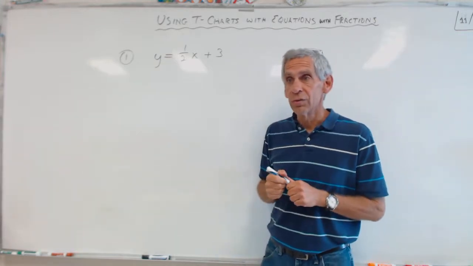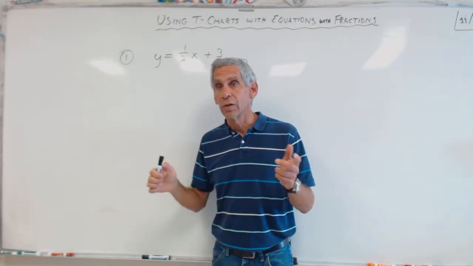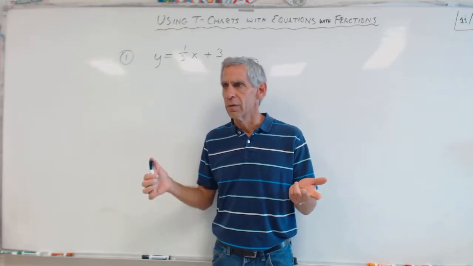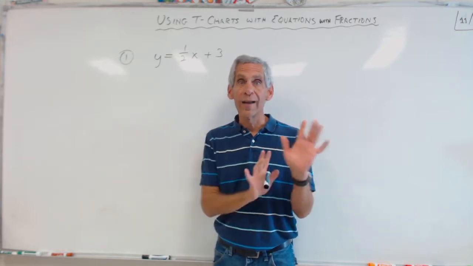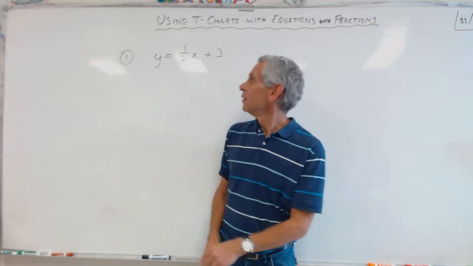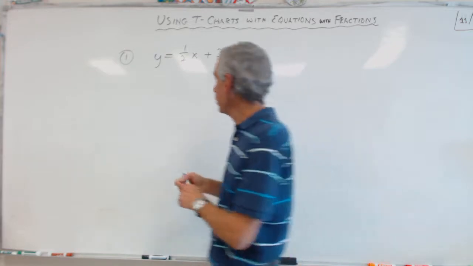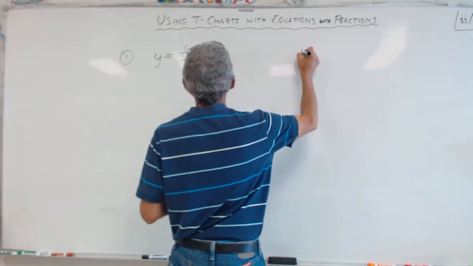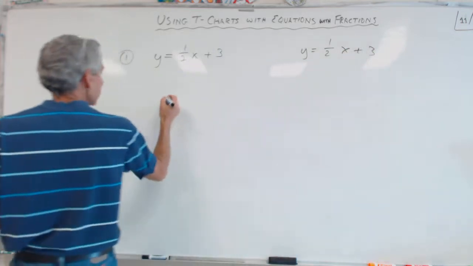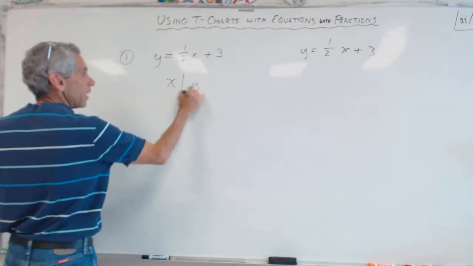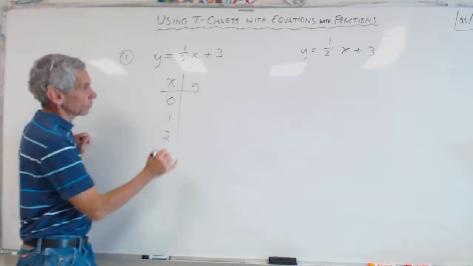And I told you to always choose 0, 1, and 2 for your x, which is that your independent or your dependent variable? Independent, right? We choose x independently of y. Y is dependent on what we choose for x, right? So I told you to do it this way, and I'm going to do it two ways. Y is equal to 1/2 x plus 3. There's your T-chart, x, y, and I said do 0, 1, and 2.